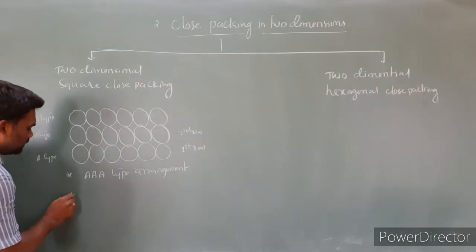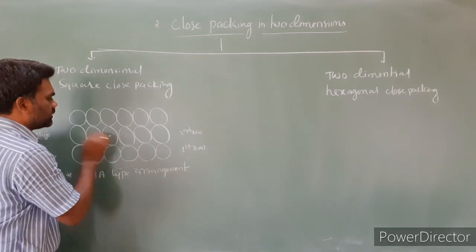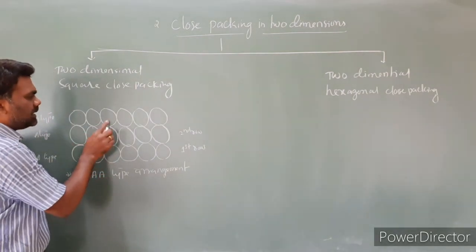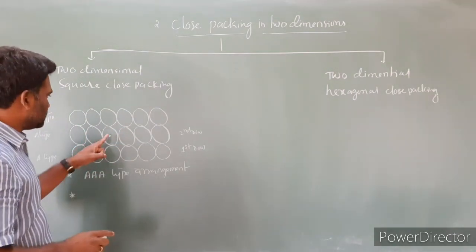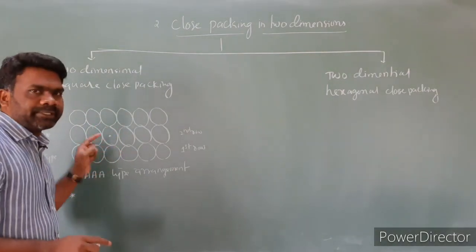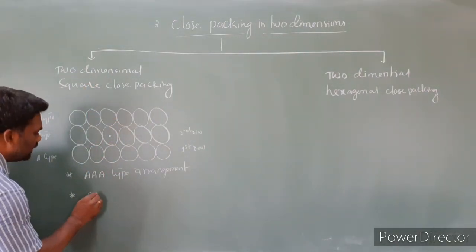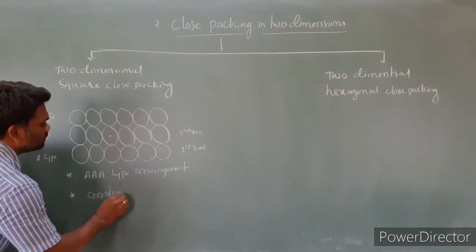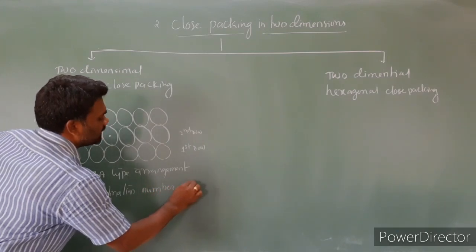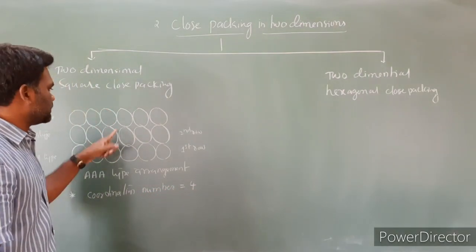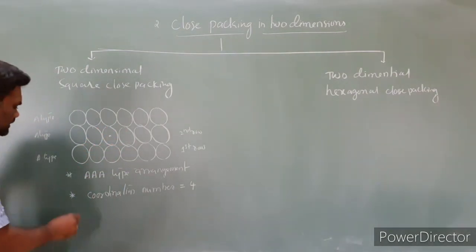The second point is, if you take any one sphere in this arrangement, suppose I am taking this sphere, it is in immediate contact with four spheres: 1, 2, 3, 4. So one sphere is in contact with four of its neighbors. The coordination number in two-dimensional square close packing is 4. That means this sphere is in contact with 4 of its neighbors.